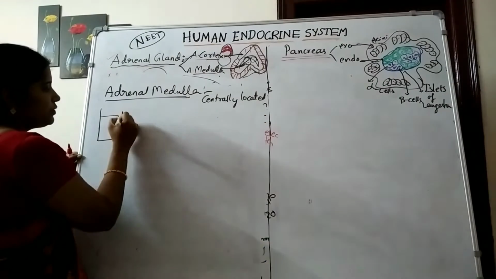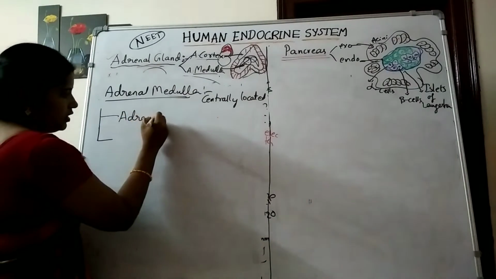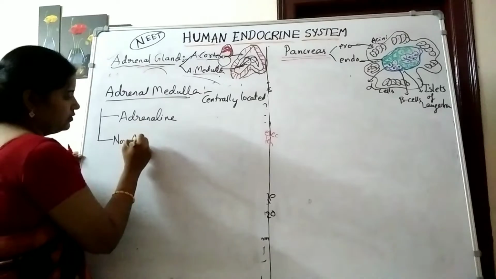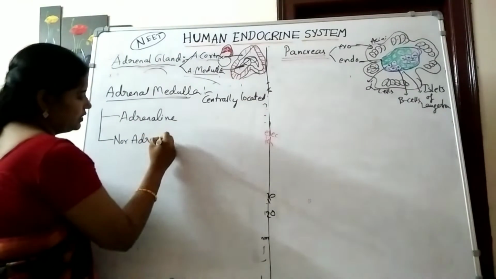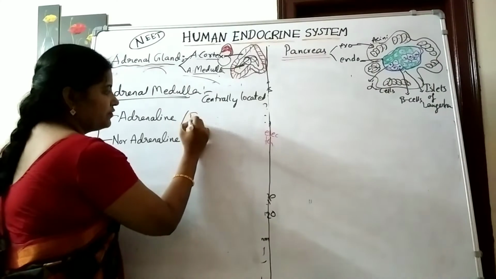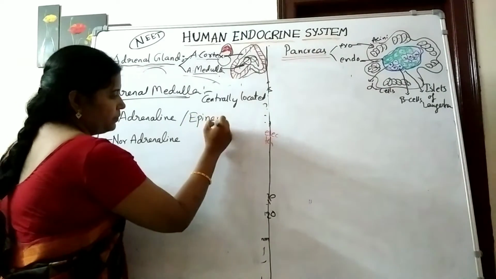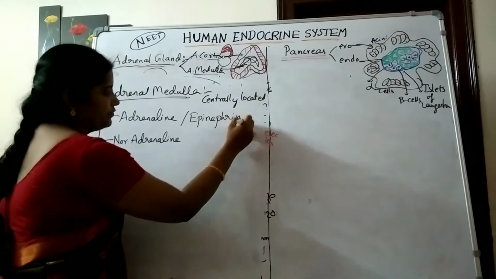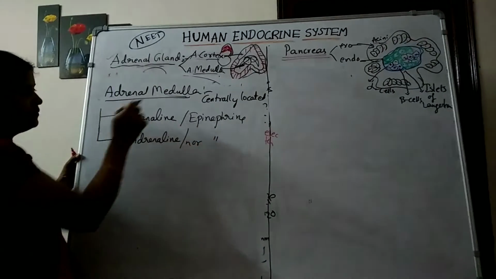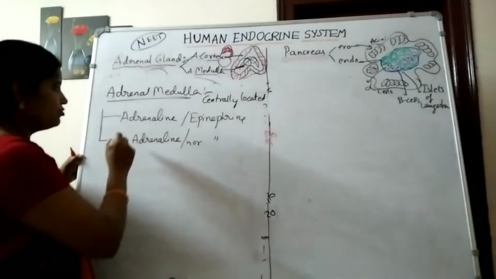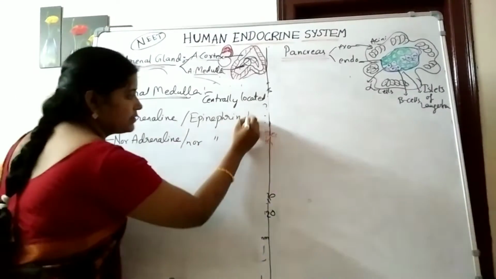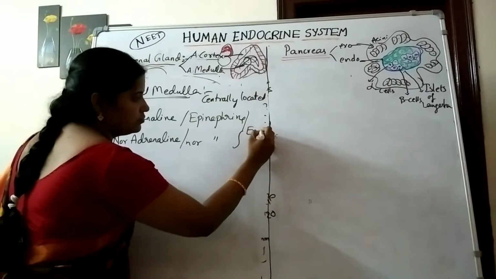The first one is adrenaline, and the second one is noradrenaline. Adrenaline has another name, epinephrine, and noradrenaline is norepinephrine. So the adrenal medulla releases two types of hormones. These hormones are also known as emergency hormones.